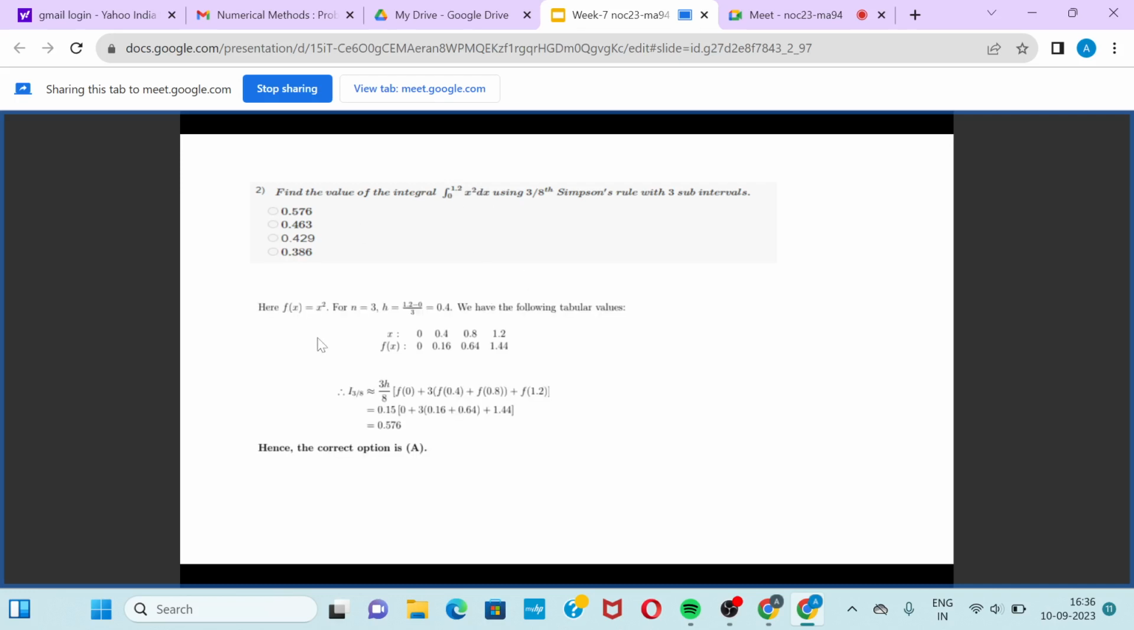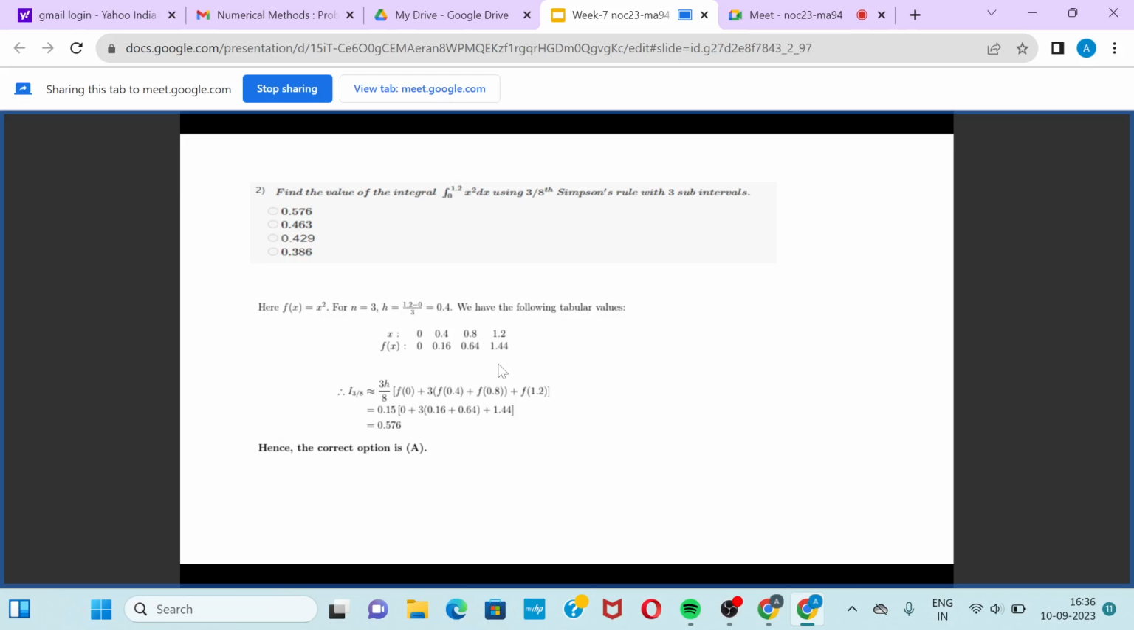And the next question was to find the value of the integral. This was the integral you have to calculate, using Simpson's rule with 3 subintervals. Here f of x is x square. Here h will be b minus a by n, that is 1.2 minus 0 by 3. This will give you 0.4.